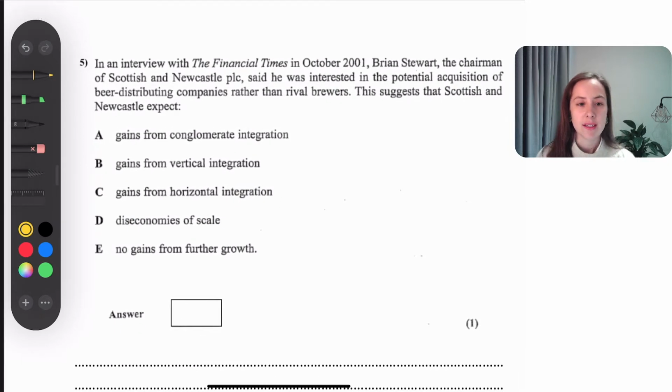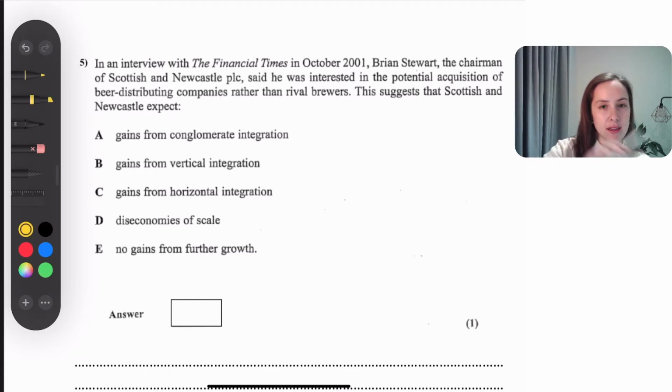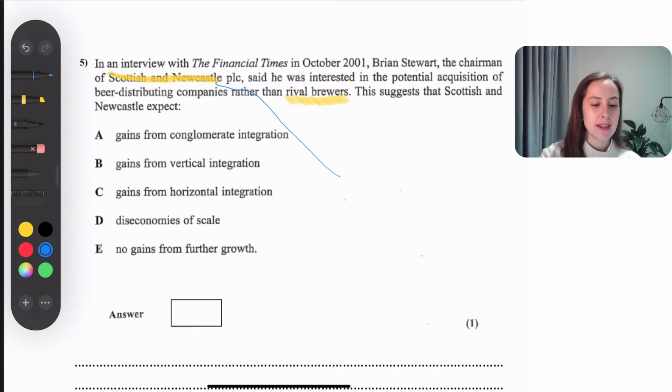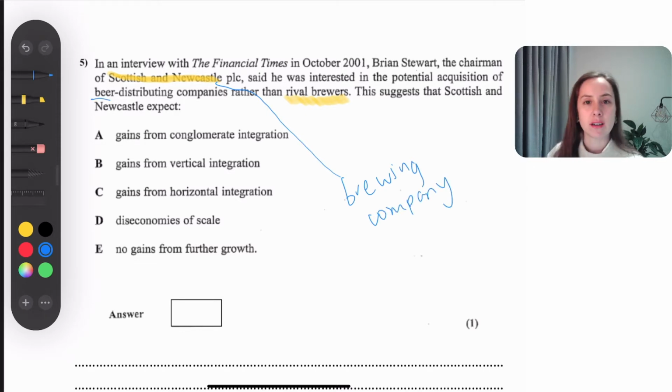Okay, this question surprisingly catches out a lot of people. So take a read through that really carefully. They have given you all the information you need, it's just not very clear. So the key thing to see with this is that Scottish and Newcastle, they are not acquiring a rival brewer. So we can infer that Scottish and Newcastle is a brewing company. In fact, they are a beer brewing company.